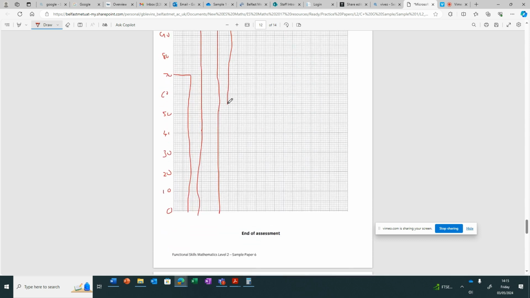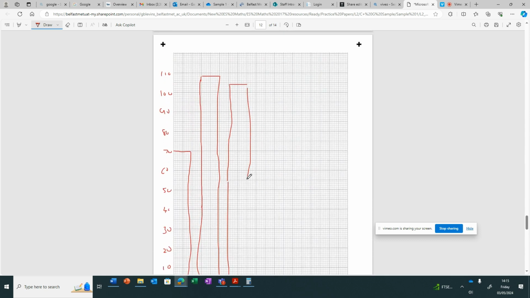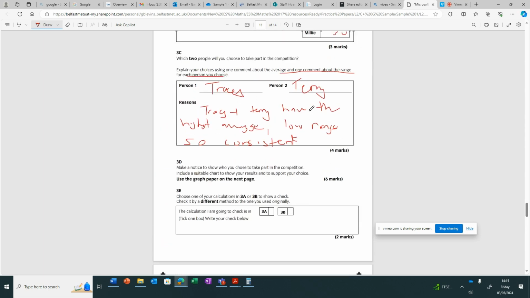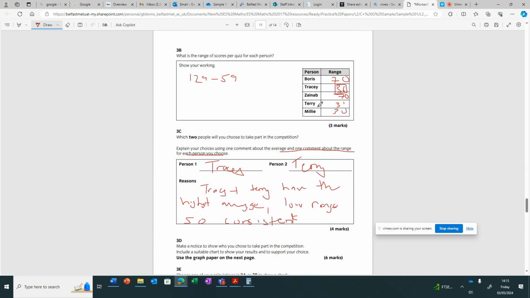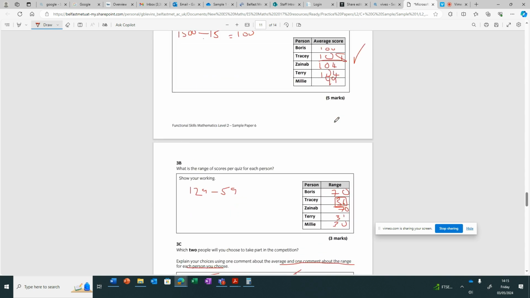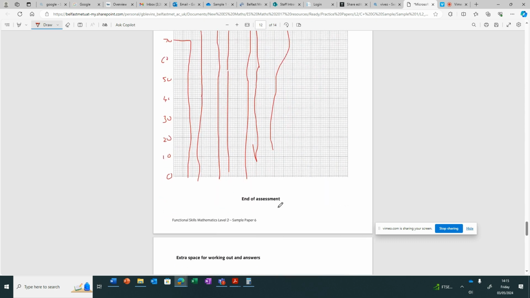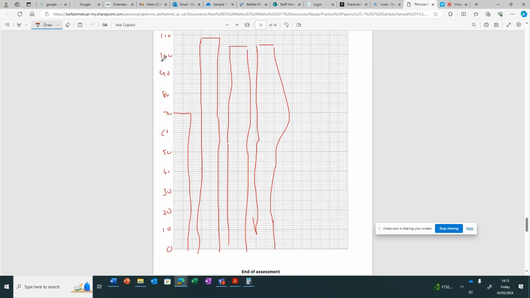And then we have Terry's 104 again, and Millie's 99. So Terry 104 again. Just draw it in. Oh, that's a bit mad. And Millie 99. There's 100. So 99 just slightly below that. Draw them in. Perfect.